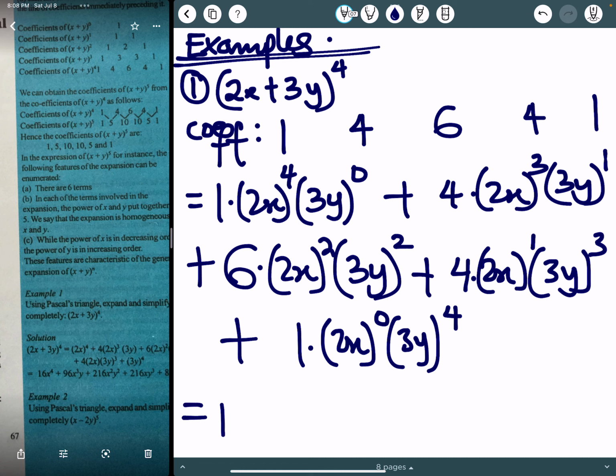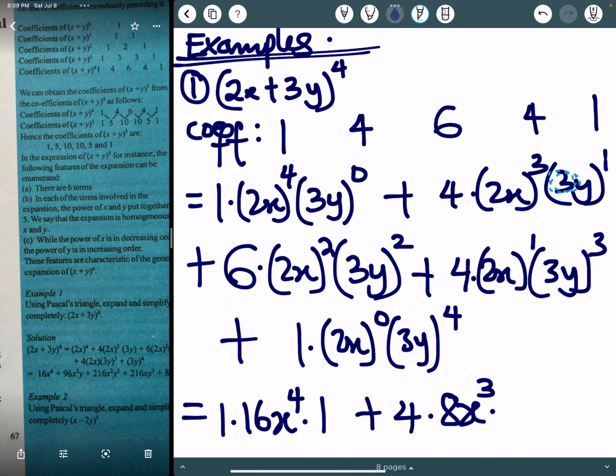Let's now simplify. I'm doing the first term here now. 1 times 2 raised to power 4 is 16. x raised to power 4 is x raised to power 4. So that bracket will give me 16x raised to power 4, dot 1. Everything inside this bracket is raised to power 0, and that will give me 1. My second term is 4 times 2 raised to power 3. I will raise everything inside this bracket to power 3. So 2 cubed is 8. Also, x raised to power 3 is x cubed. So that gives me 8x cubed.